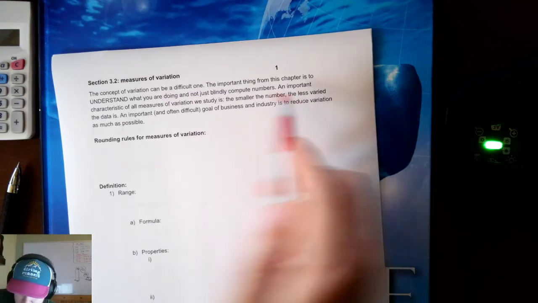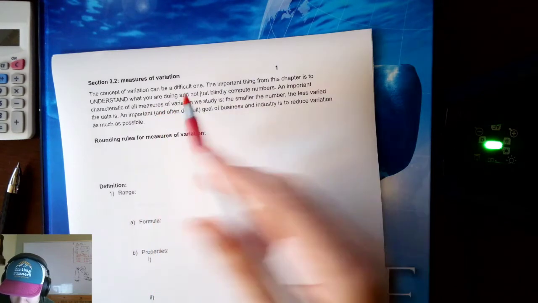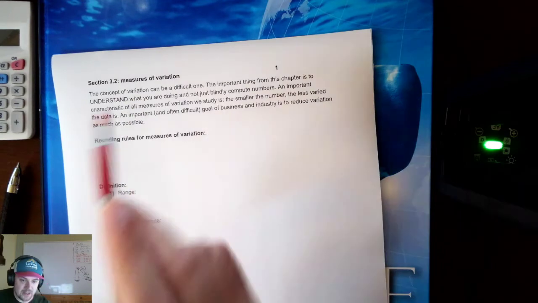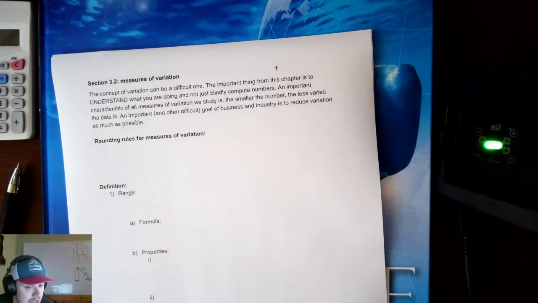Because an important characteristic of all measures of variation we study is the smaller the number, the less varied the data is. If you have a smaller measure of variation, your data is less spread out. Now, in the real world, an important and sometimes quite difficult goal of businesses and industries is to reduce variation as much as possible. Think about it.